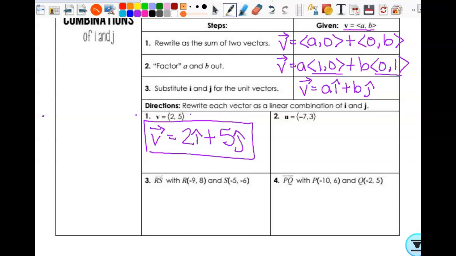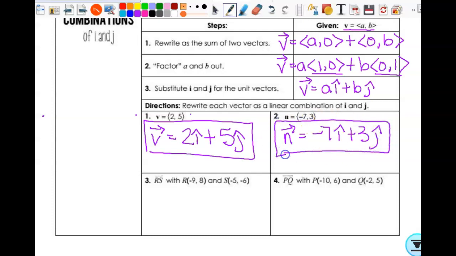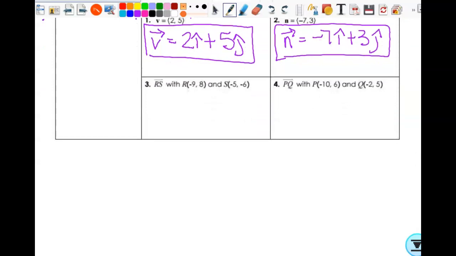We good? So that means that number 2 for vector n should be super easy, right? It's just negative 7 I hat plus 3 j hat. So converting forms, piece of cake.